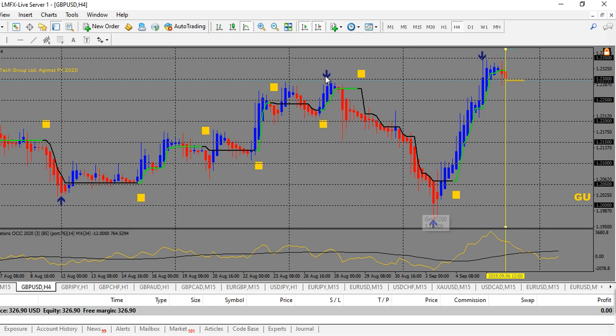Say, for instance, you sold here, and now you get another arrow here. I would exit on this line right here, especially with these pullbacks on these candlesticks. This will be a good time to exit.